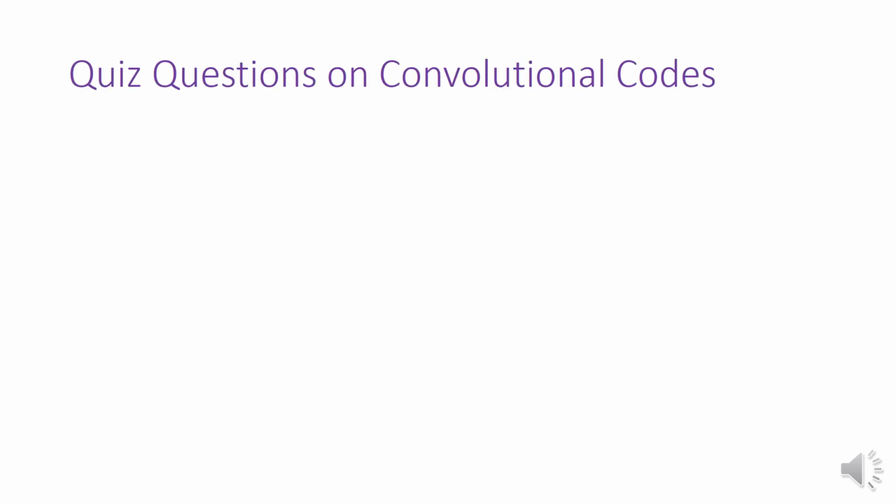The first question is based on convolutional codes. Cyclic codes are designed using dash.